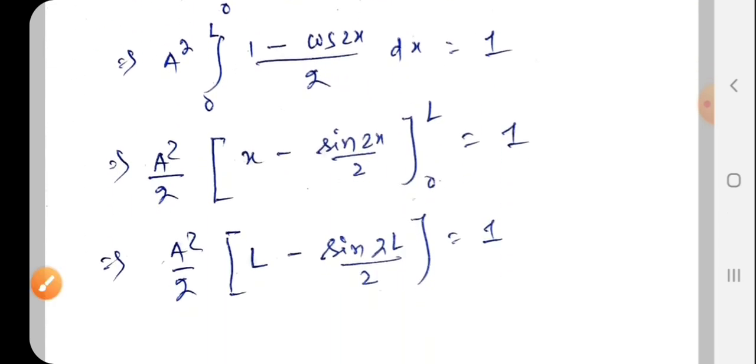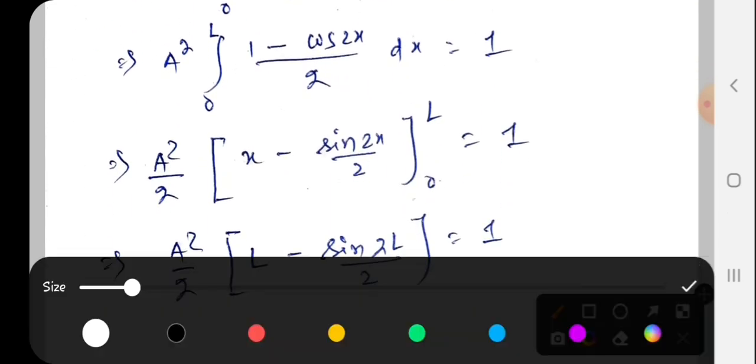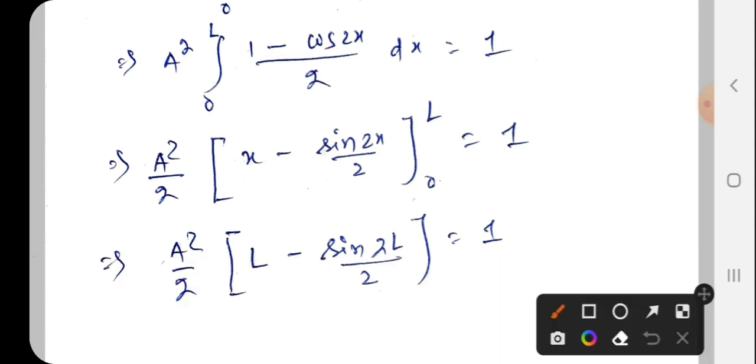Okay, next put this value, that means A squared by 2 as the common factor. Again integrate: integration of a dx is x, and integration of a cos 2x is sin 2x by 2, and putting the limits 0 to L, this equals 1. So A squared by 2, after putting these values, I get L minus sin 2L by 2.